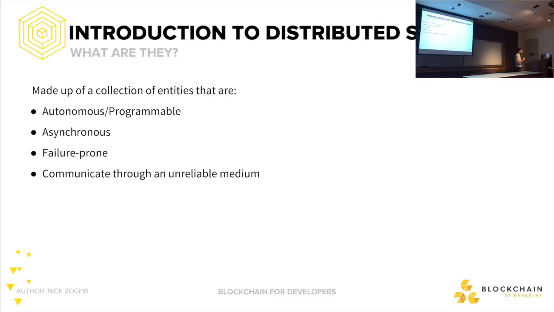More succinctly, though, more formally, we say that distributed systems are a collection of entities, right? And this can be computers, and this can be other actors that are autonomous or programmable, asynchronous, failure-prone, and communicate through an unreliable medium. And this should already get your brains going as to what we mean by this in relation to a blockchain. Because in a sense, blockchain is also a distributed system as well. Does everything make sense so far? Okay.